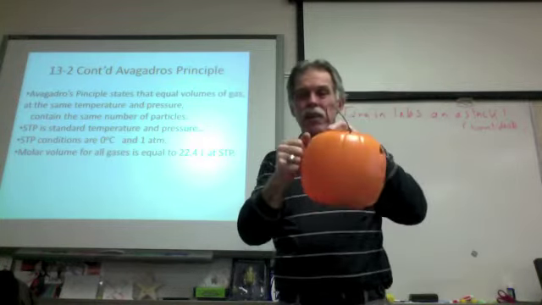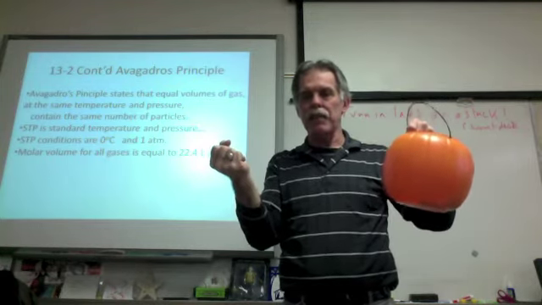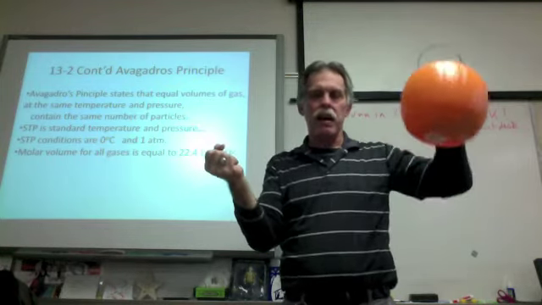So if we have one of these and one of these, they take up the same space. If we have 100 of these and 100 of these, they take up the same space. If we have 1 mole of these and 1 mole of these, they take up the same space. And we call that the molar volume, which is 22.4 liters at standard temperature and pressure. So the whole idea here is that if we have equal volumes at the same temperature and pressure, they have equal numbers of particles. And that goes all the way down to 1 and 1 here.